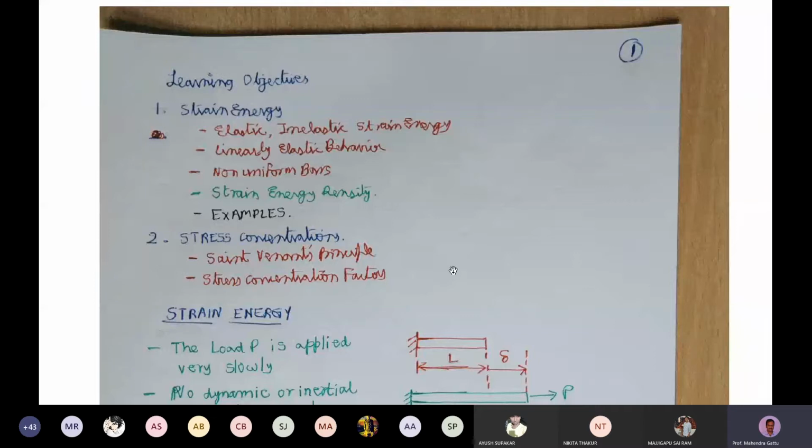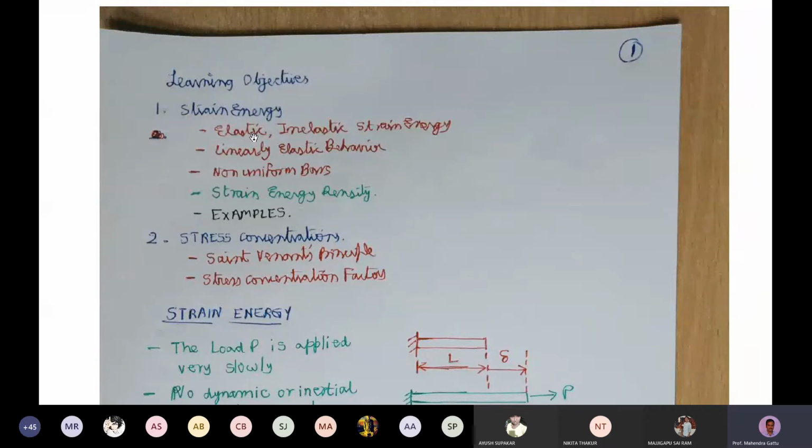We then discussed the concept of stress element. Then we plotted the stress element for a uniaxial loading case in an example. I think that's it. So in today's class, our agenda will be this first topic, strain energy.